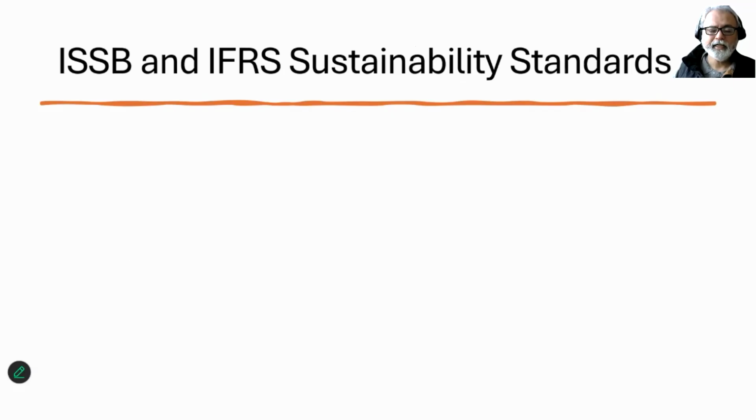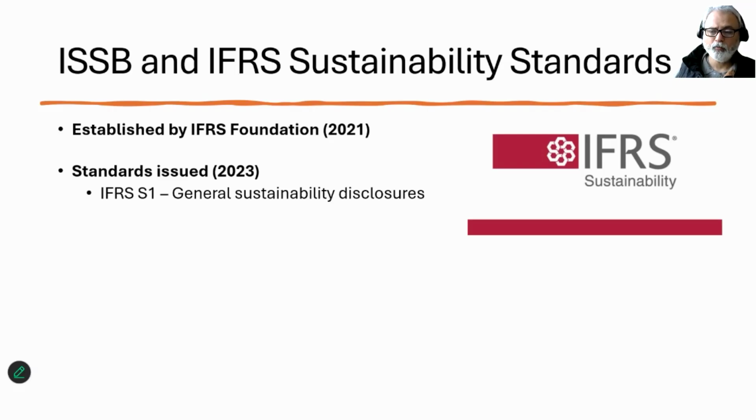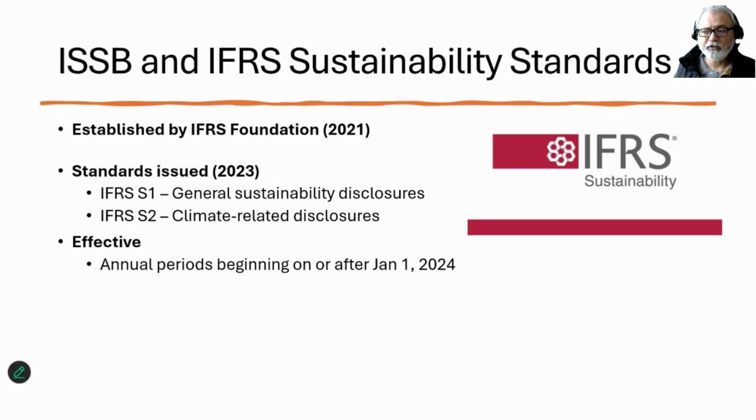So recently, the International Sustainability Standards Board was set up by the IFRS Foundation in 2021, and they have issued two sustainability standards, IFRS S1 and IFRS S2. The first standard deals with general sustainability disclosures, and standard 2 deals with climate-related disclosures. These standards have been effective for annual periods beginning on or after January 1st, 2024. So 2025 onwards, we should see more embedded sustainability reporting by companies.